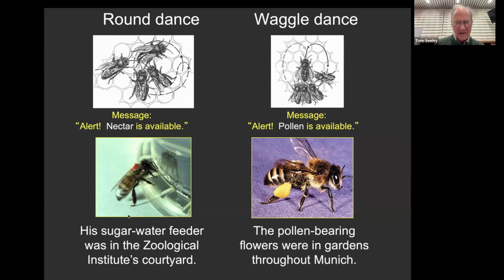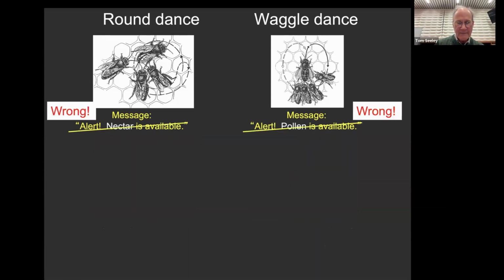And as I mentioned, the problem was his sugar water feeder was in the Zoological Institute's courtyard. The pollen-bearing flowers were in gardens throughout Munich. So the bees coming from his feeder were coming back from a very nearby feeder. Bees going to the gardens were coming back from more distant locations. Hence, they were doing a different kind of dance. But as I mentioned, he was wrong.